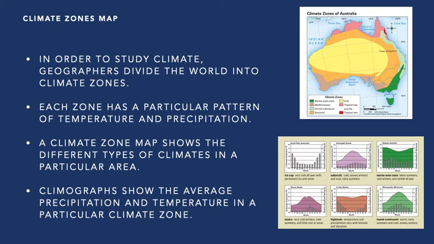We also have climographs, and climographs show the average precipitation and temperature in a particular climate zone. On the right hand side of your screen, in the bottom corner, are climographs. And we can see that we have an average temperature by month. And then the line, if you look at the middle one, the colorful purple, is the average precipitation in that month. So when we talk about climates, we have our climate zone map, and we also have climographs.